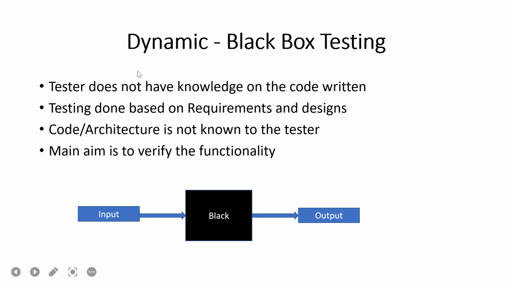Testers do not have knowledge of the code written. Testing is done based on requirement and design. Code or architecture is obviously not known to the tester. And what is the main aim? Just to verify if the functionality is working fine. Okay, understood what is black box testing?